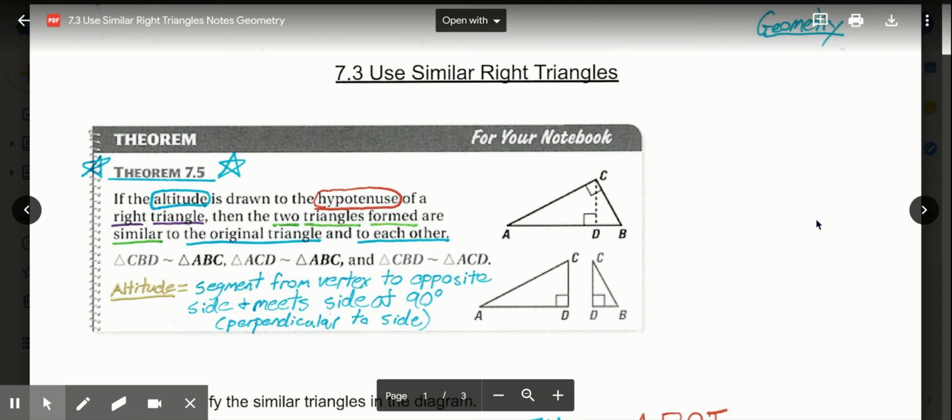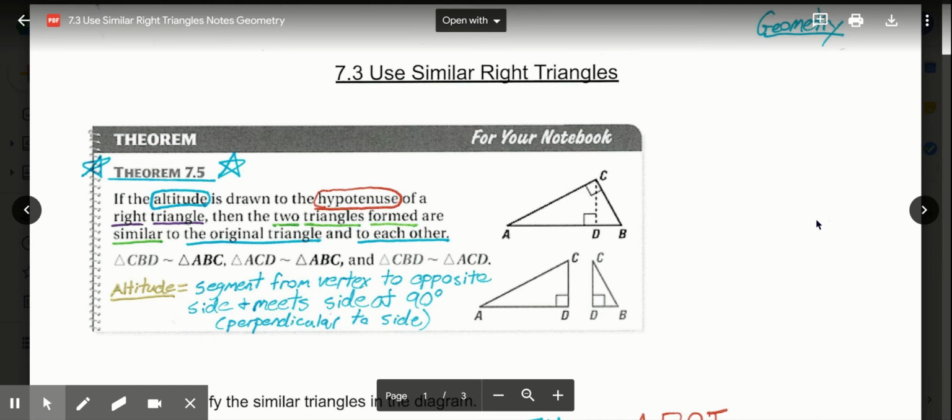similar right triangle problems. So the first theorem we're looking at today is theorem 7.5, which states if the altitude is drawn to the hypotenuse of a right triangle, then the two triangles formed are similar to the original triangle and to each other. So if we look at the diagram there, triangle CBD is similar to triangle ABC. Then triangle ACD is also similar to triangle ABC. And triangle CBD is similar to ACD. So in this relationship, the two triangles formed are similar to the original and to each other.